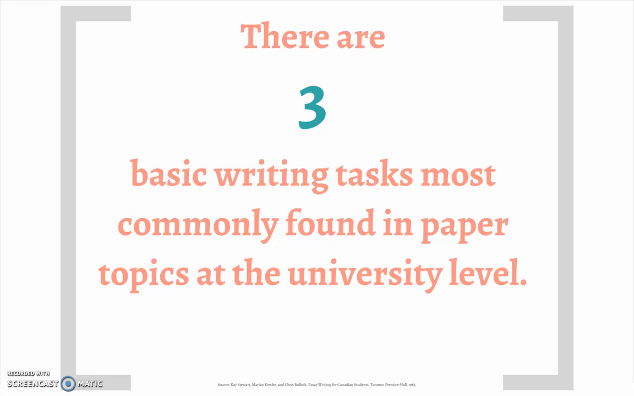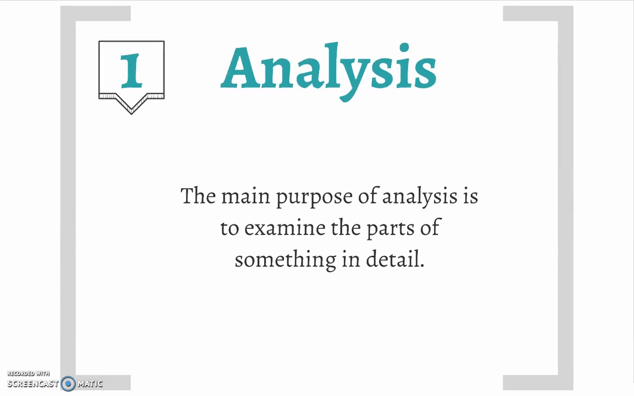It is important that you understand the procedures you are given about how the paper is to be written. There are 3 basic writing tasks that are most commonly found in paper topics at the university level. Analysis. The main purpose of analysis is to examine the parts of something in detail, such as a concept, a text, an event, or a set of data.